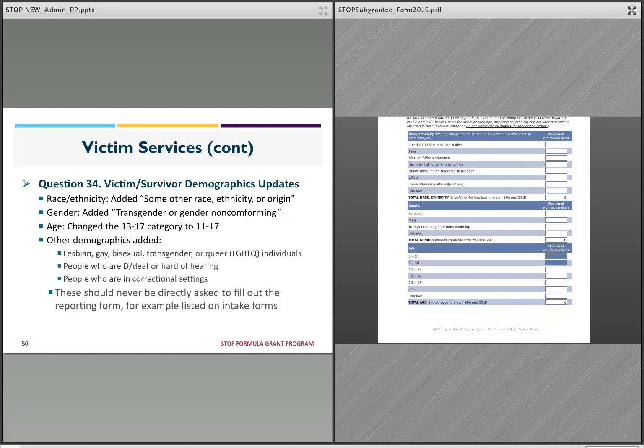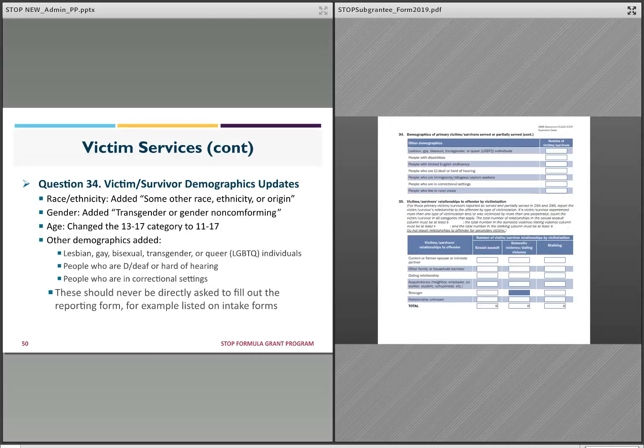A couple of updates to the demographics question include the additional category of some other race, ethnicity, or origin under the race and ethnicity demographics section, transgender or gender nonconforming under the gender section of this question, and changing the youngest age category from 13 to 17 to 11 to 17 to represent the changes wrought by the VAWA 2013 reauthorization.